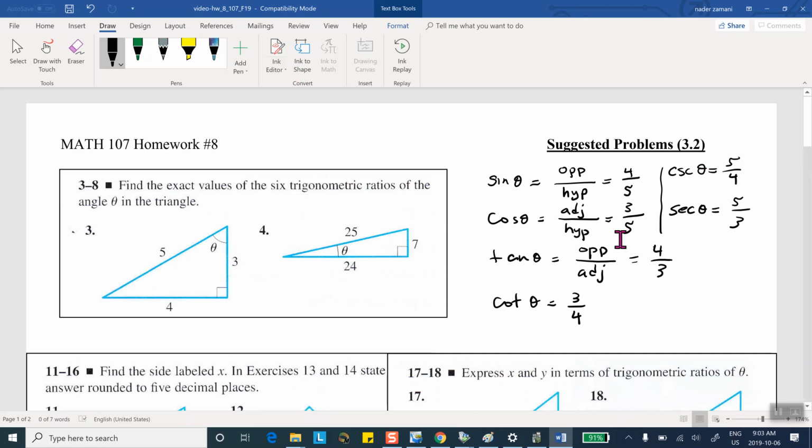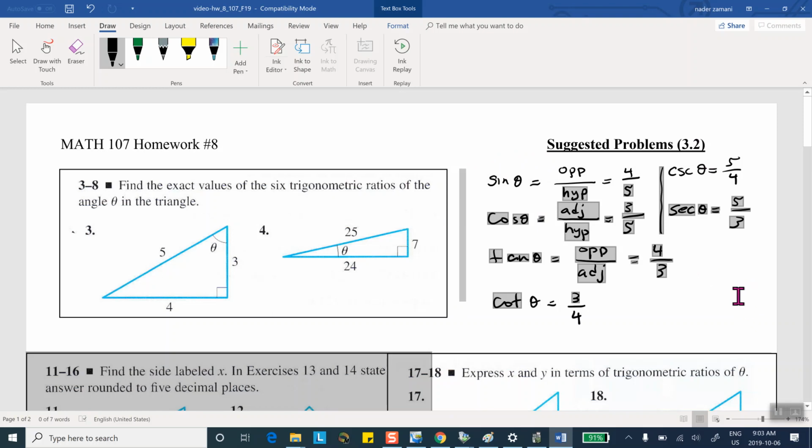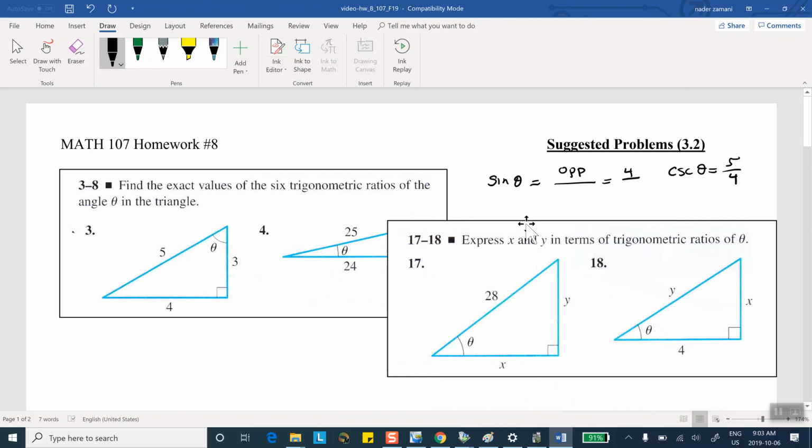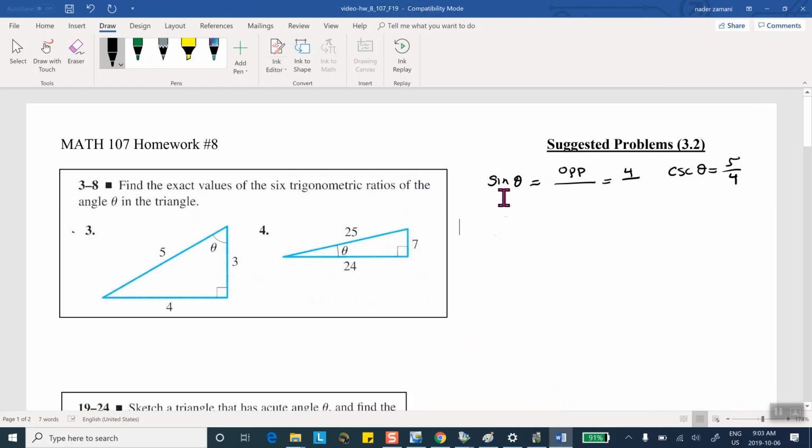Let me erase these things. Okay, that's good. Erase these things. Erase that. Let's do number 3. Number 3. Okay. Same thing.